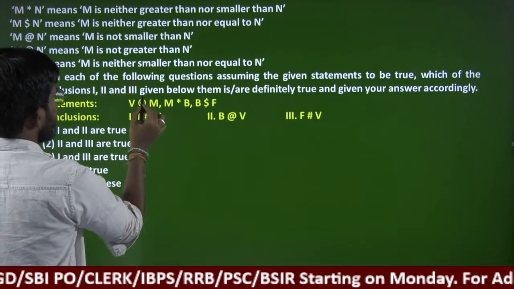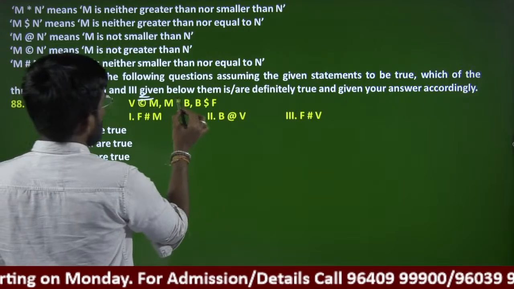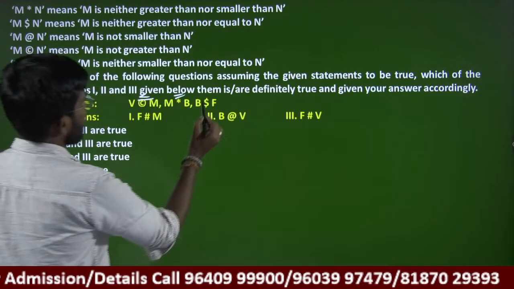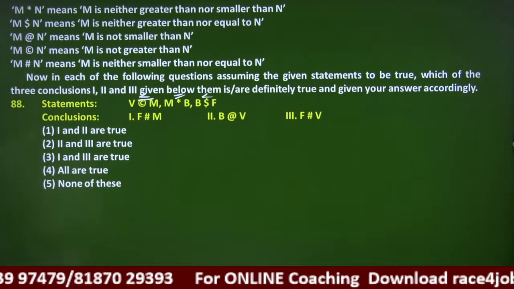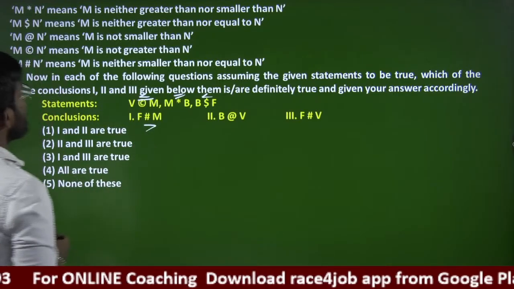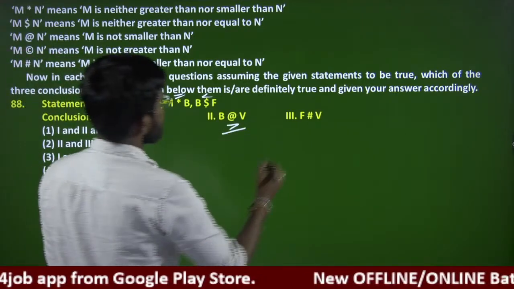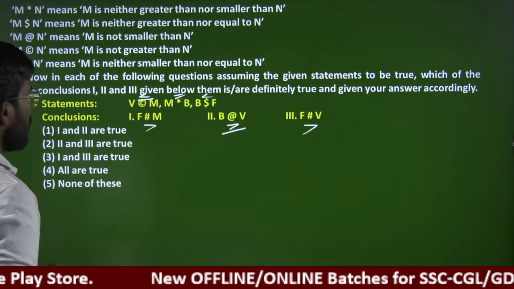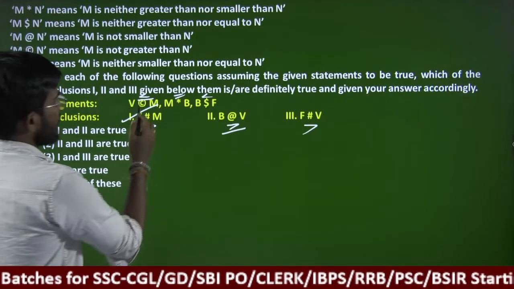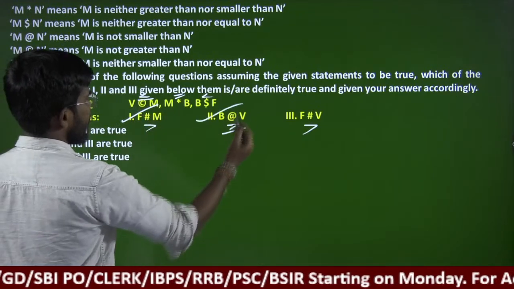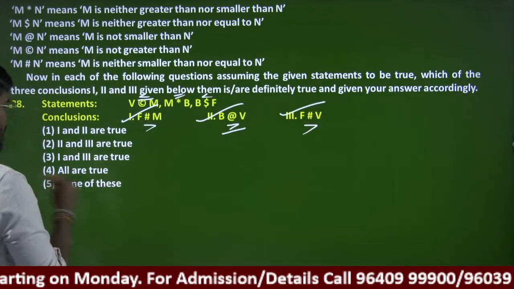Next, V C circle M. C circle means not greater, means less than or equals to. Star represents equals to. Dollar represents neither greater than, means less than symbol. Ash symbol represents neither smaller nor equals to, greater symbol. At the rate symbol represents greater than or equals to. Okay. From F to M, we can move, so it is correct. From B to V, we can move, so it is also correct. From F to V, we can also move. So both conclusions, all are true.